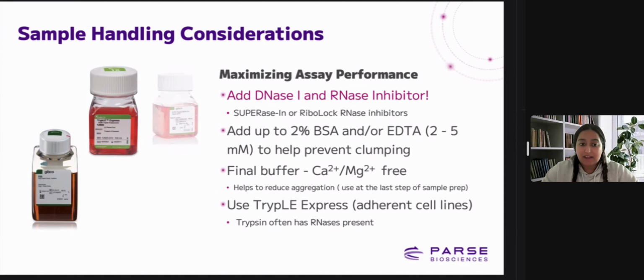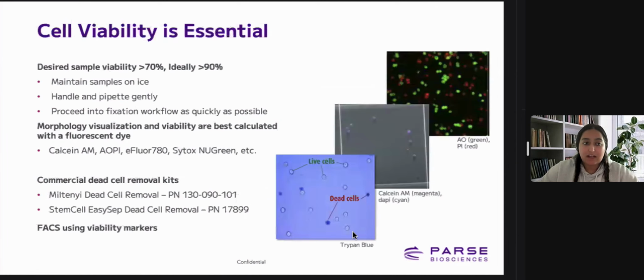And of course, cell viability is essential. So a lot of the things I'm going to ask you for as you're determining the best sample prep in terms of how you want to harvest these tissues is you want to look for greater than 70% viability. You want to look at the morphology of your cells. You can use a couple of different dyes. Of course, trypan blue, calcein AM, which stains live cells. We have AOPI, which stains live and dead cells.